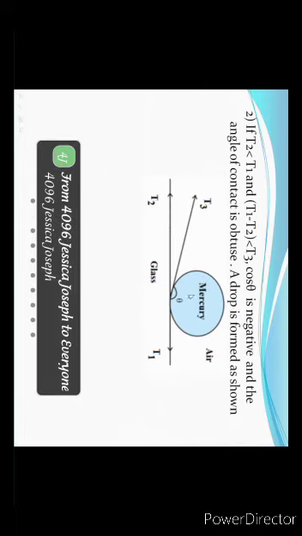T1 will be greater than T2, and T2 minus T1 will be less than T3, and a mercury drop is formed. A partial drop is formed. In that case, the drop was partial. In this case, the drop is complete. That is the difference. Okay.